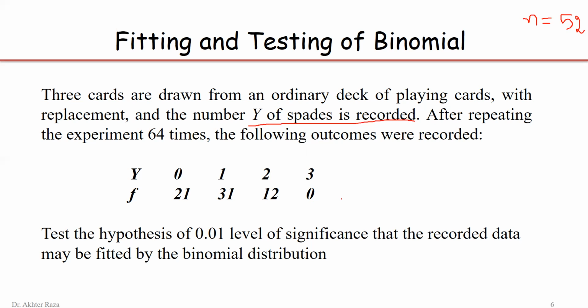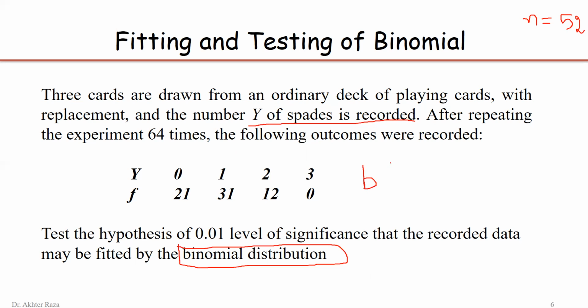And what is the proposed model? The proposed model in this problem is a binomial distribution. So we have to fit a binomial distribution on this observed model. How many parameters does the binomial distribution have? Binomial distribution has 2 parameters.